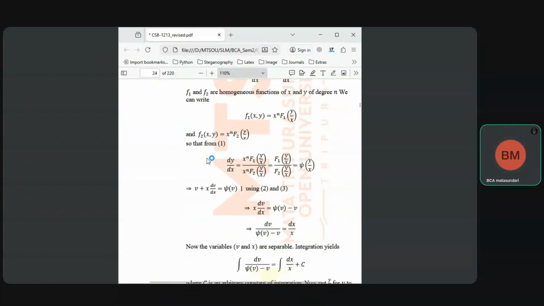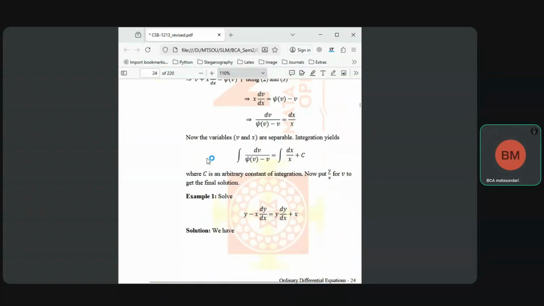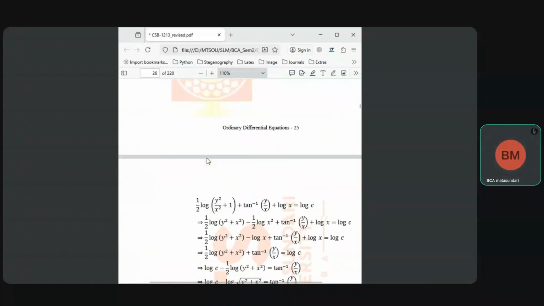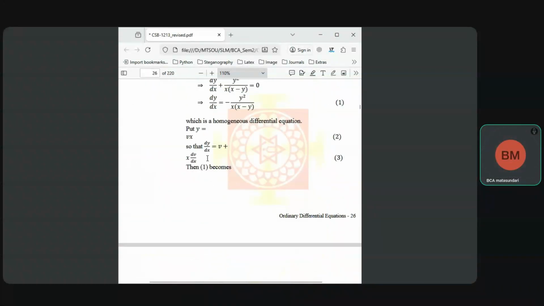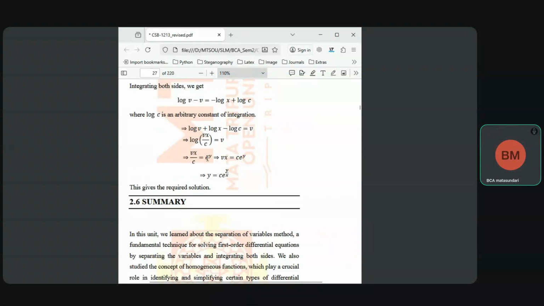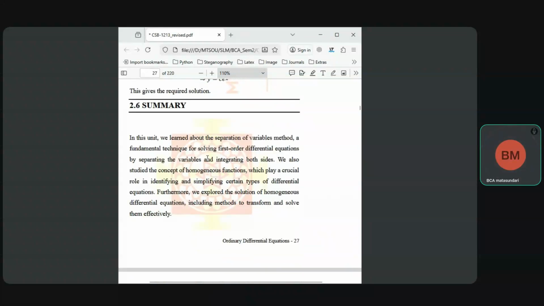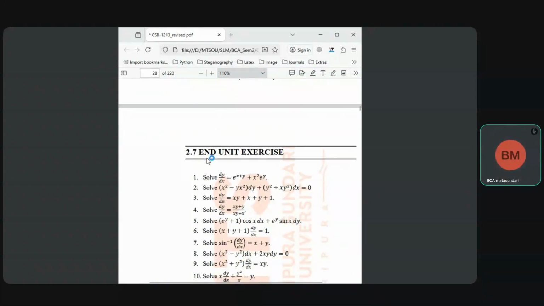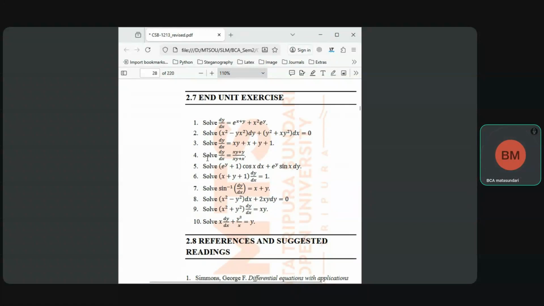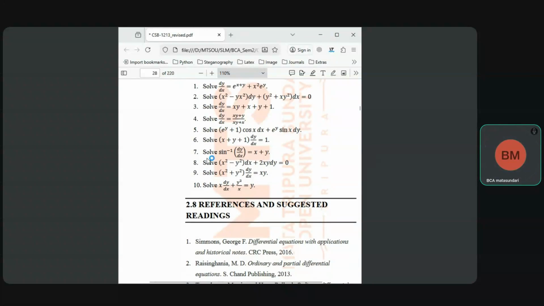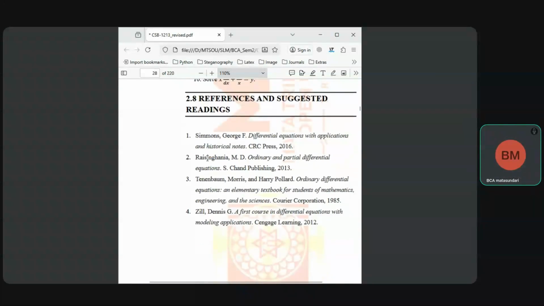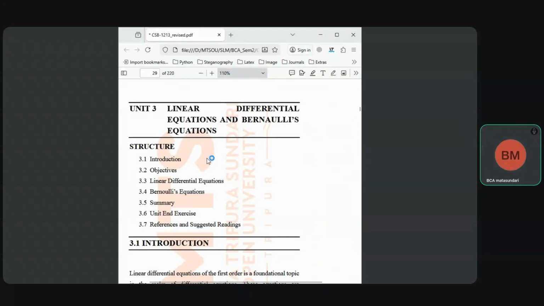For today's class, I think we'll do only till unit 2, because there are too many examples here, so you can practice at home. There are unit exercises also given. You can practice at home as much as possible. And for the next class, we'll start from unit 3 from block 1.